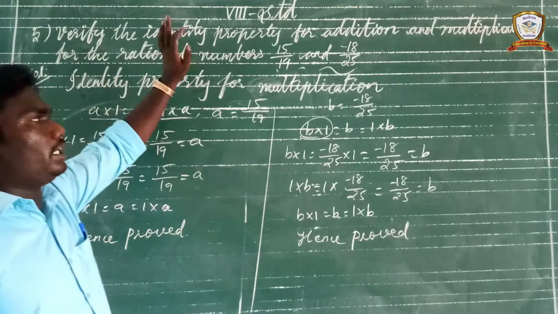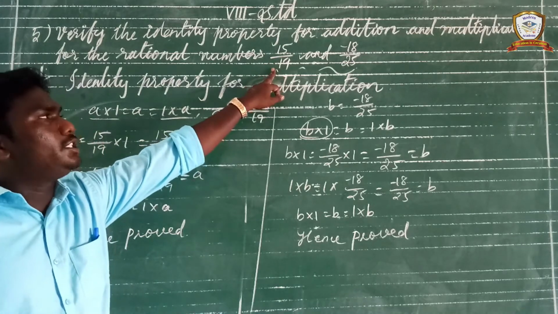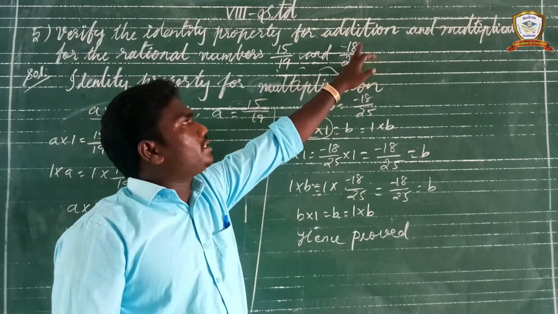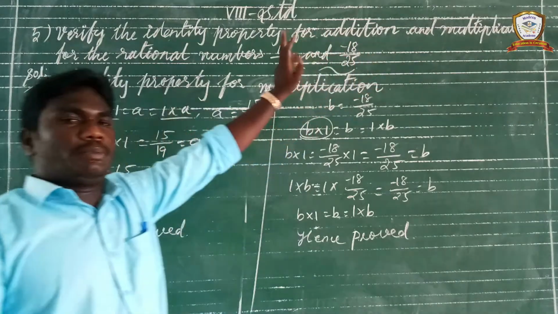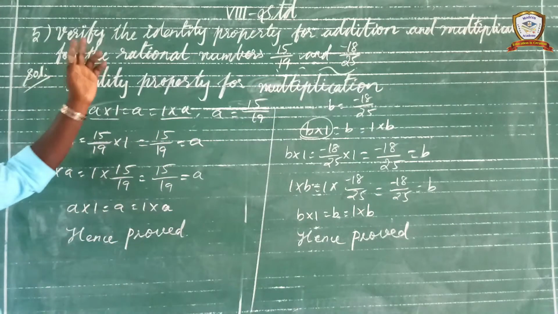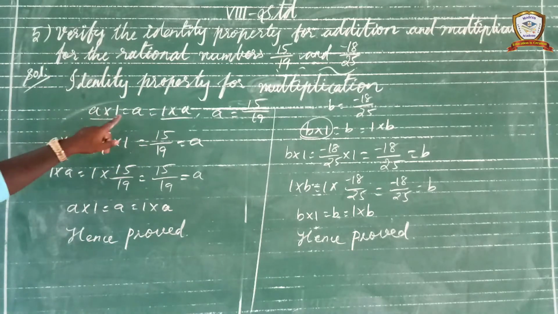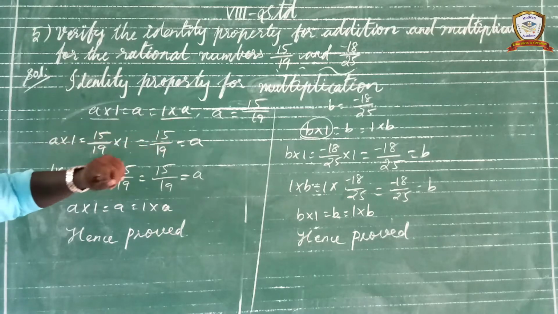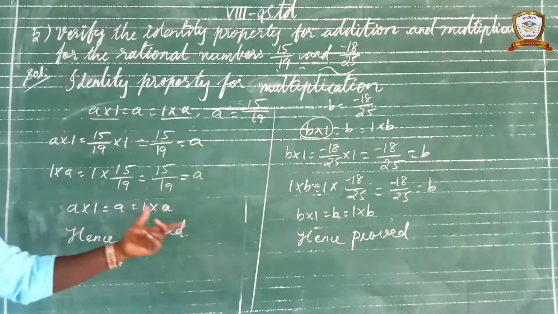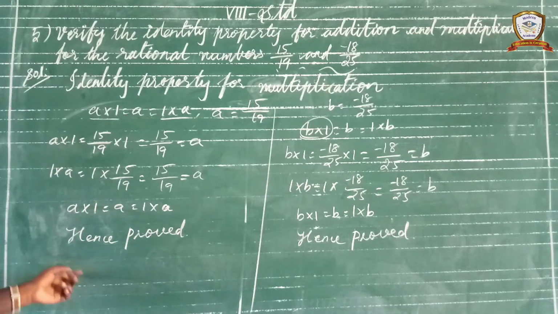First one, identity property for addition. First you take 15 divided by 19: a plus 0 is equal to 0 plus a is equal to a. The next you take b, which is minus 18 by 25. As a formula, b plus 0 is equal to b is equal to 0 plus b. The next one, identity property for multiplication. Multiplicative identity element is 1. Therefore a into 1 is equal to a is equal to 1 into a. First you take rational number 15 by 19, after that you take minus 18 by 25. Both are hence proved. If you have any doubt, okay students, I'll go to the next one.